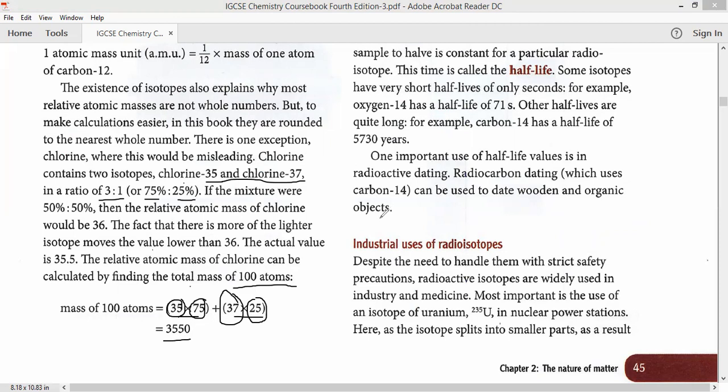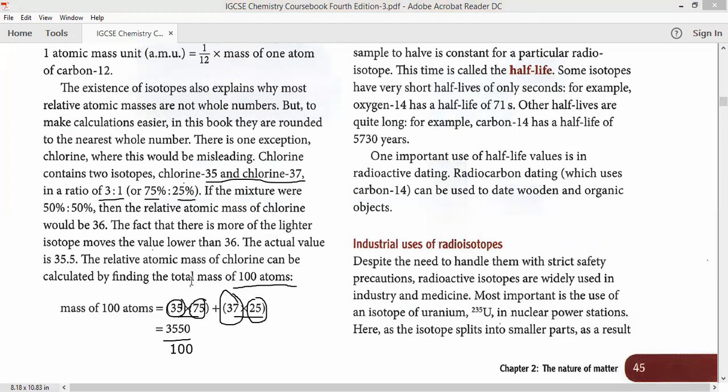We started off with 100 atoms, so we divide this number by 100. That's where the part where it becomes easy kicks in. And there you go. Your answer is 35.5. So if you're supposed to repeat the same method with any other elements, it's pretty easy.